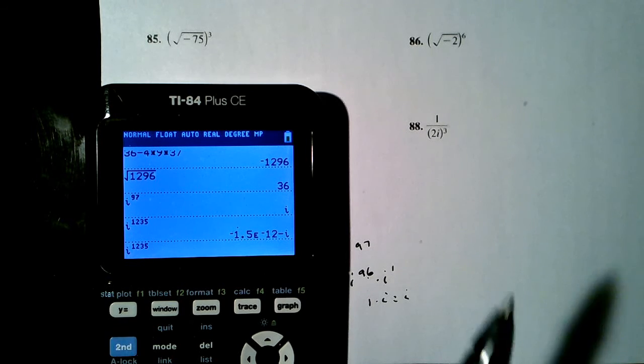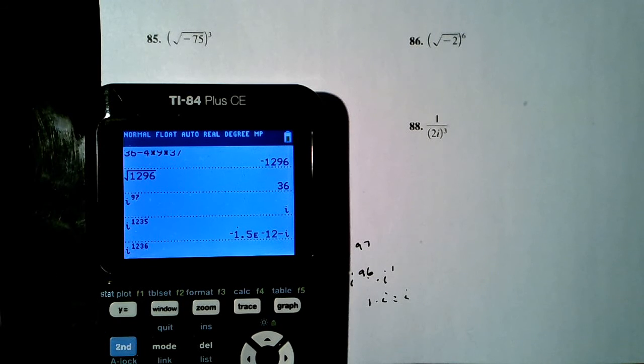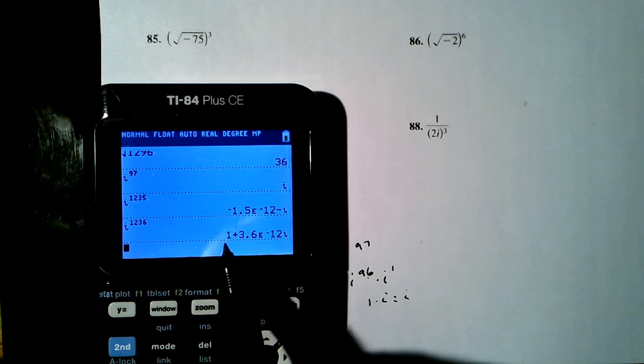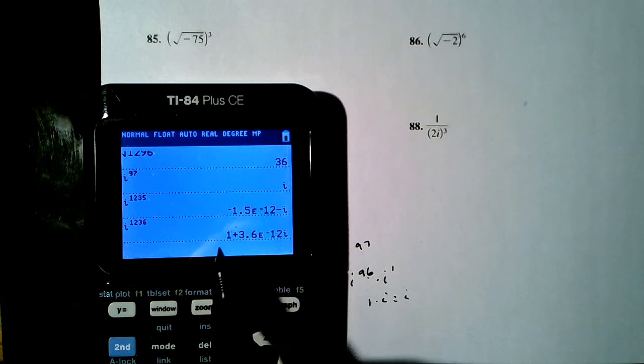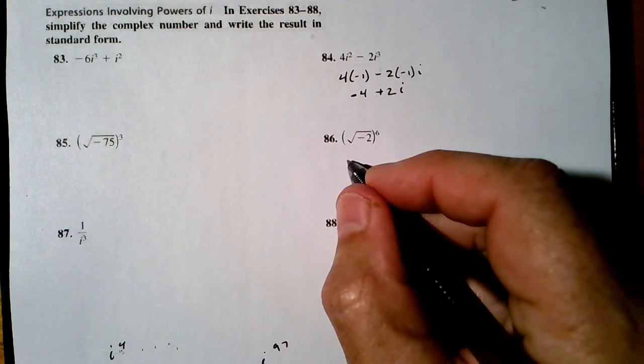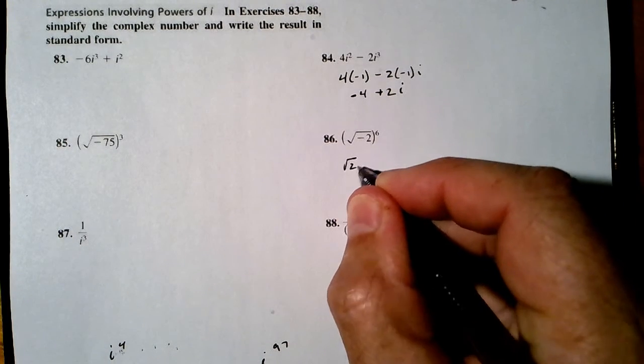Likewise, if I had this. This is 1 plus virtually 0 i's. This is just 1. Our calculator will be okay for a while, but it's going to have some trouble later on.